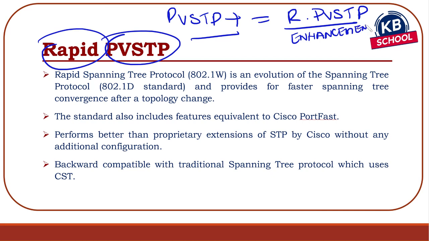So initially, you had PBSTP. Cisco came out, enhanced it by enabling features like PortFast, enhancing the overall workings of it. They called it PBSTP plus. IEEE came out and said, this is a great feature. Let's incorporate it, make it a standard, and tweak it a little bit. And that became rapid PBSTP.